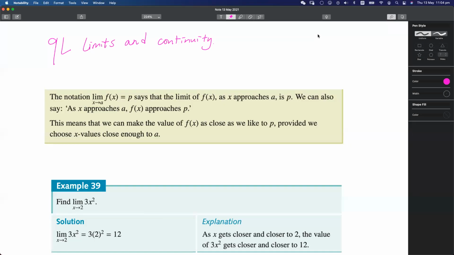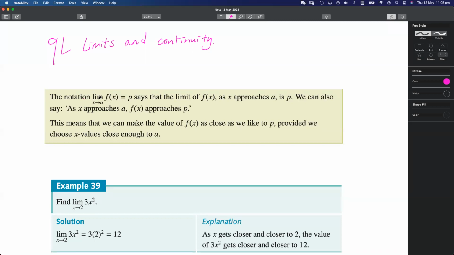Hi guys, today we'll be looking at limits and continuity. First, let's take a look at the notation of limits. The notation limit of f of x as x approaches a equals p says that the limit of f of x as x approaches a is p. We can also say as x approaches a, f of x approaches p.